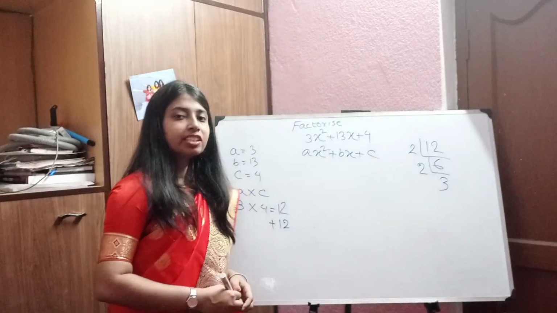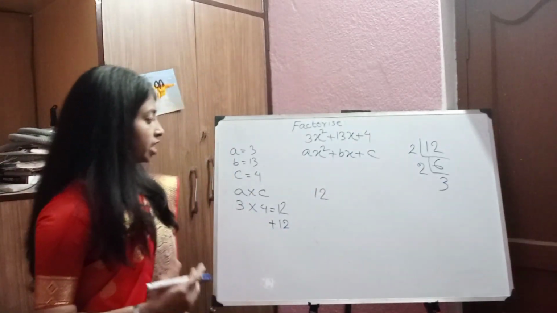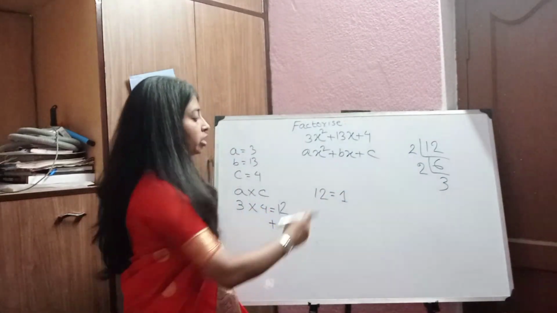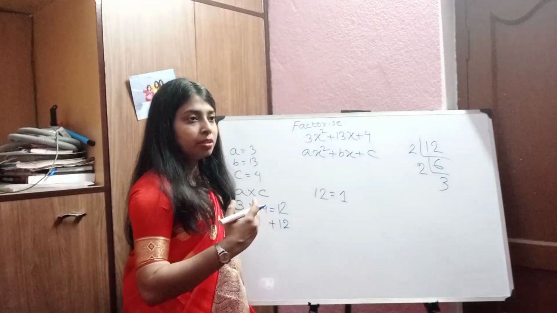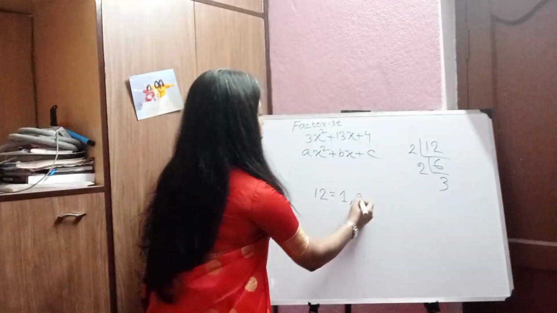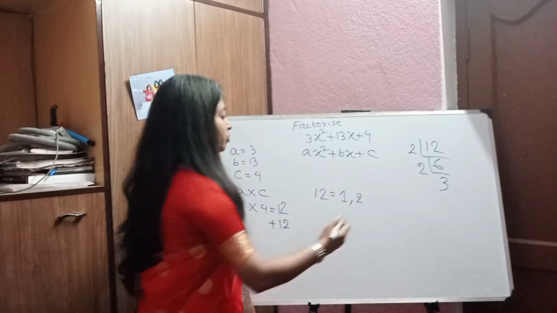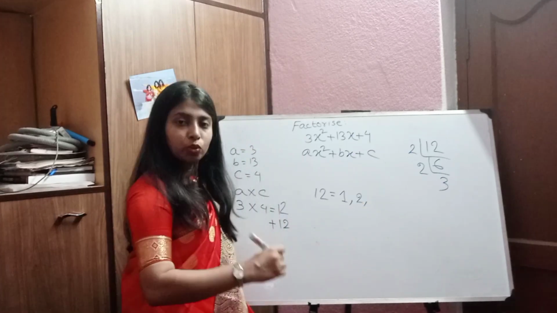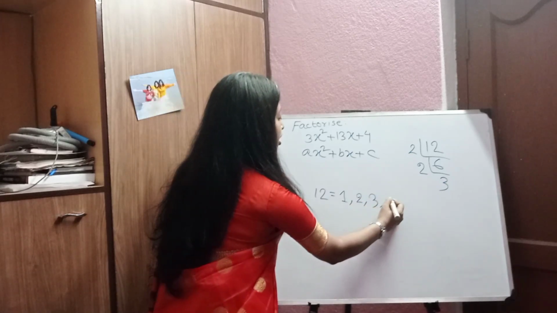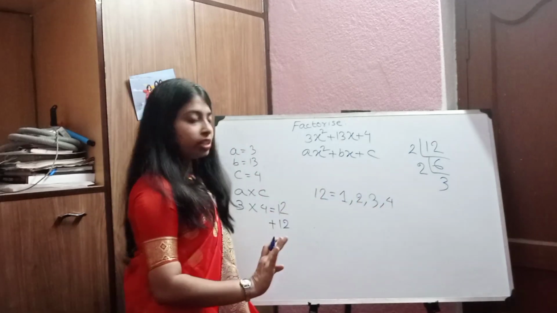We can also check the factors of 12 by simply mentally observing the numbers which have 12 in their multiplication table. So 1, obviously 1 into 12 is 12. So 1 is a factor of 12. In the multiplication table of 2, we have 12. 2 into 6 is 12. So 2 is also a factor. In the multiplication table of 3, we have 12 because 3 into 4 is 12. So 3 is a factor. Now 3 into 4 is 12, so obviously 4 into 3 is also 12. So 4 is a factor.